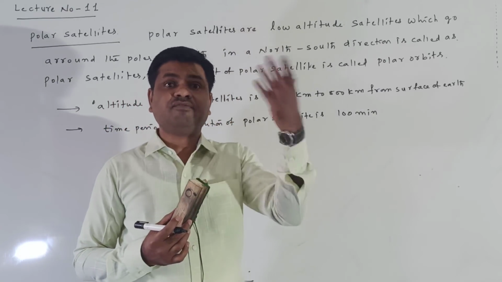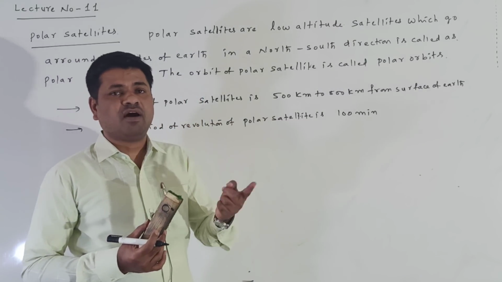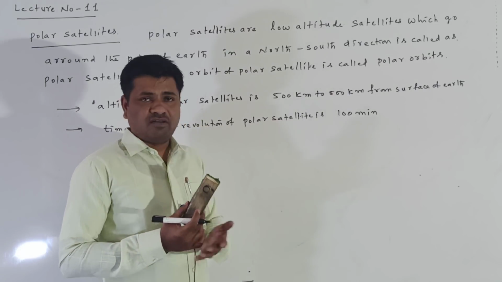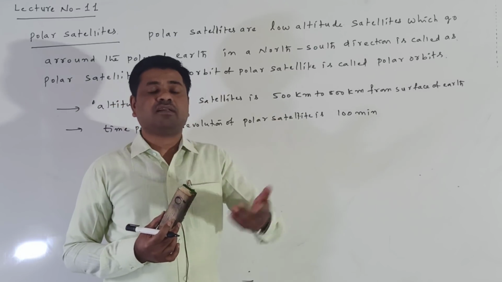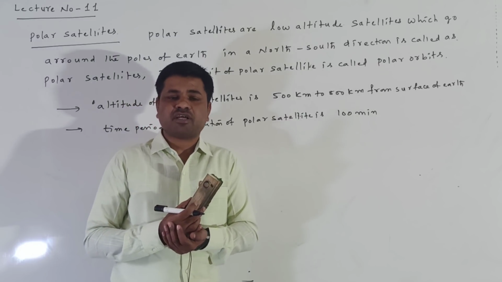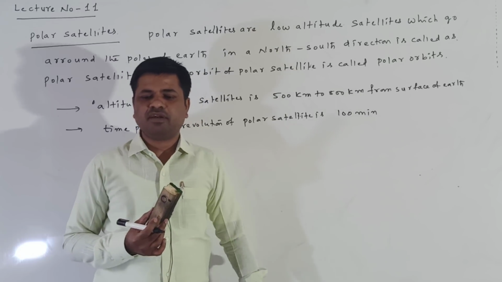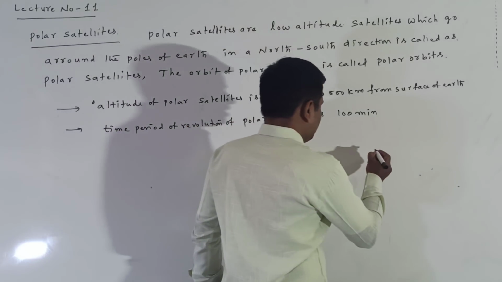But the time period of revolution of a geostationary satellite is 24 hours. That time period is more, so it makes only one revolution, but the polar satellite makes many revolutions. That's the reason it crosses any place of the Earth many times, because its time period of revolution is only 100 minutes.